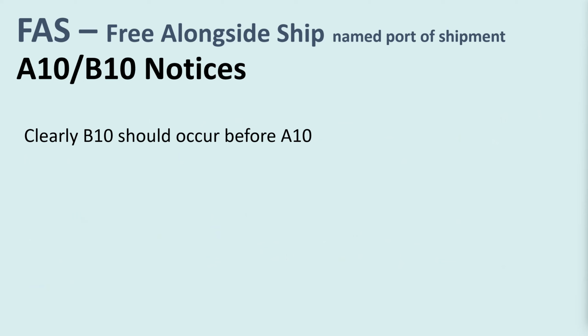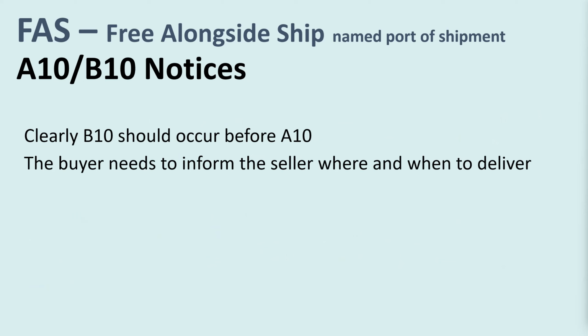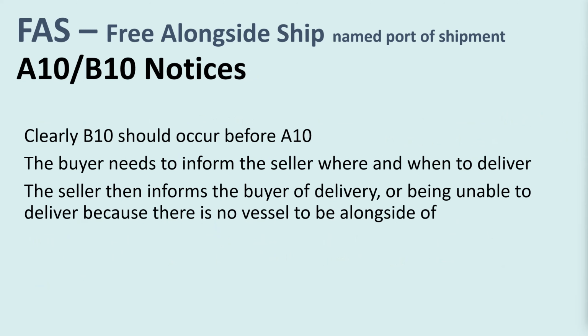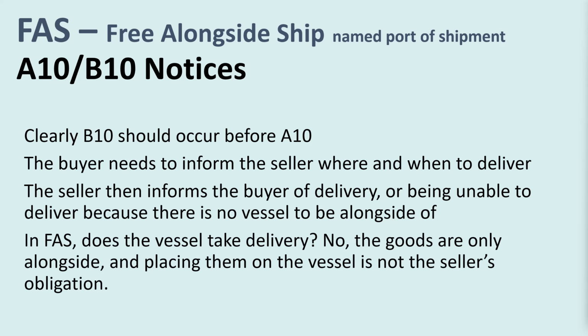Now, clearly, B10 should occur before A10. The buyer needs to inform the seller where and when to deliver, and the seller then informs the buyer of delivery or being unable to deliver because there is no vessel to be alongside of. In FAS, does the vessel take delivery? No. The goods are only alongside, and placing them on the vessel is not the seller's obligation.